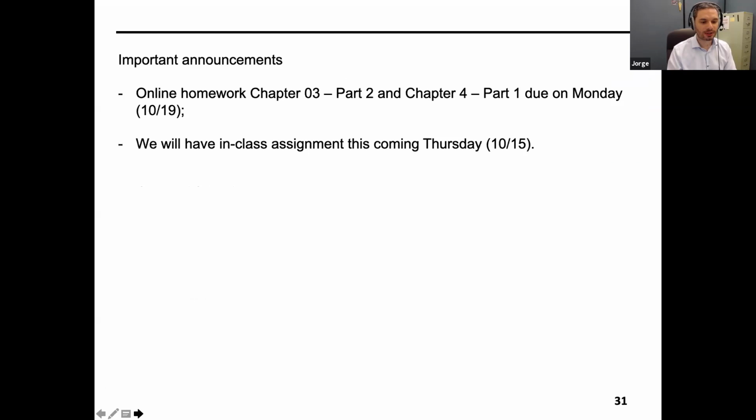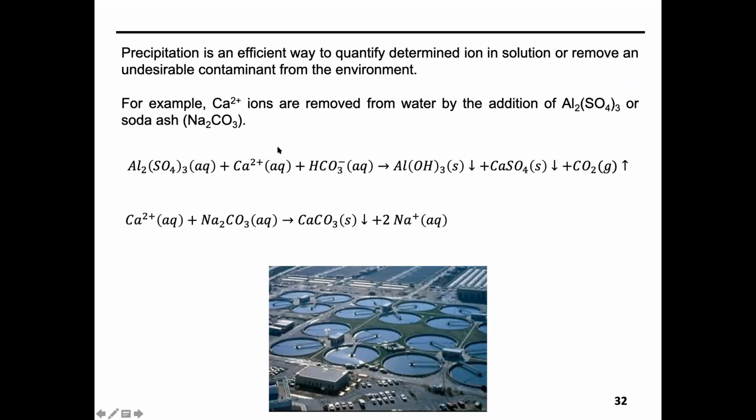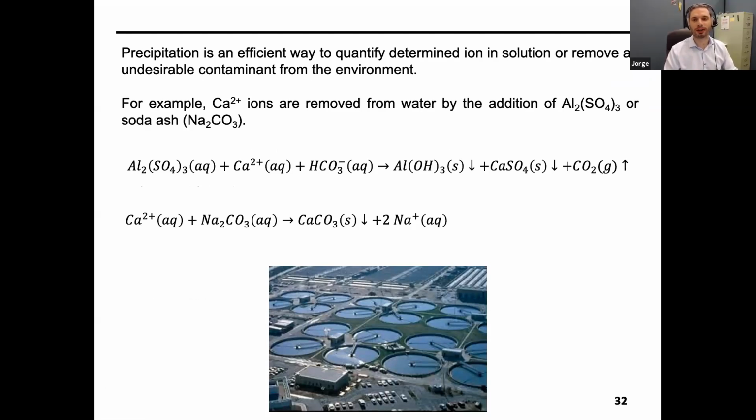Okay, so let's move on with chapter number 4. I would like to wrap up the reactions by saying that precipitation is a very efficient way to quantify a determined ion in solution. And it's a very efficient way also to remove an undesirable contaminant from the environment.